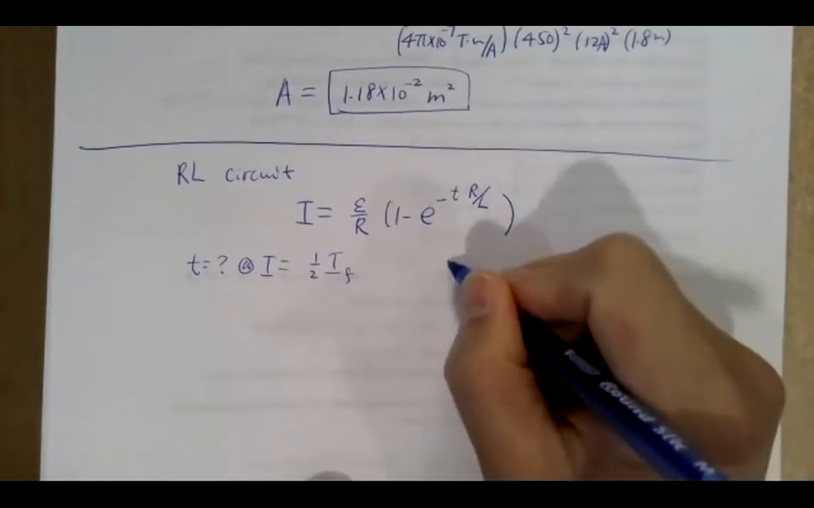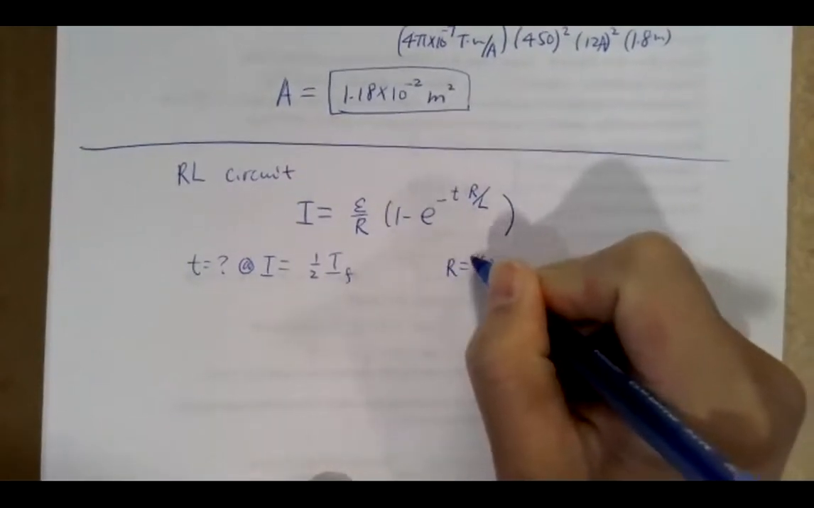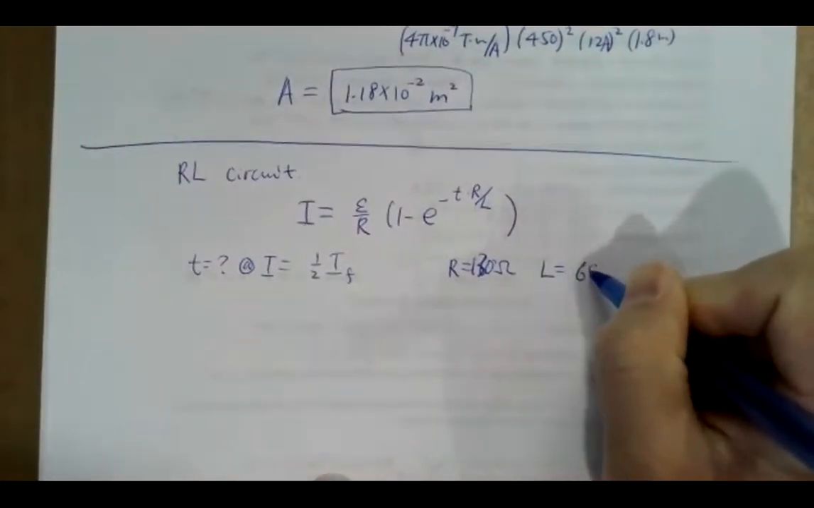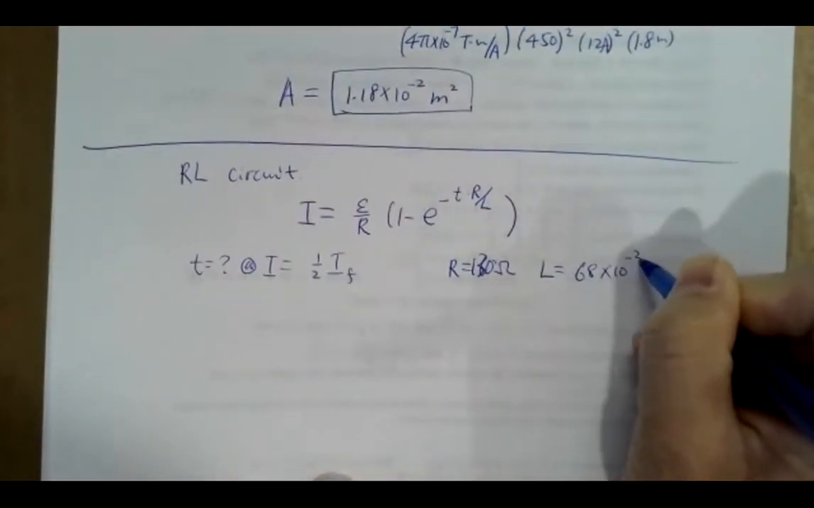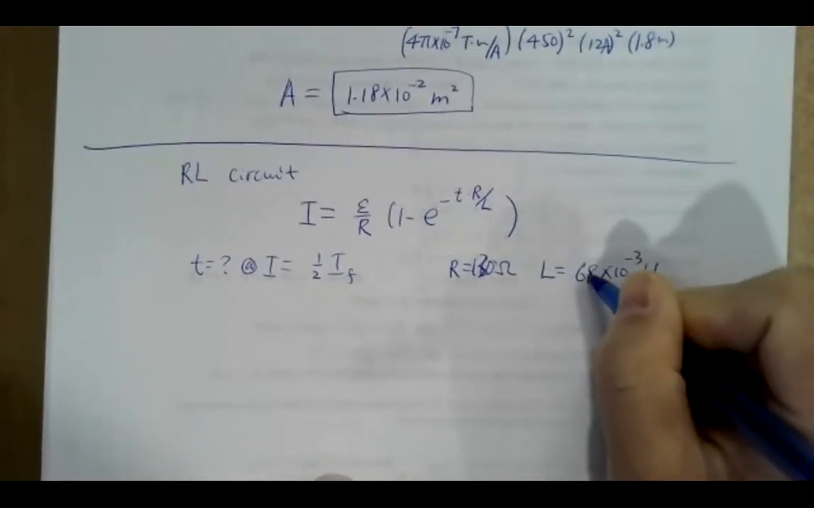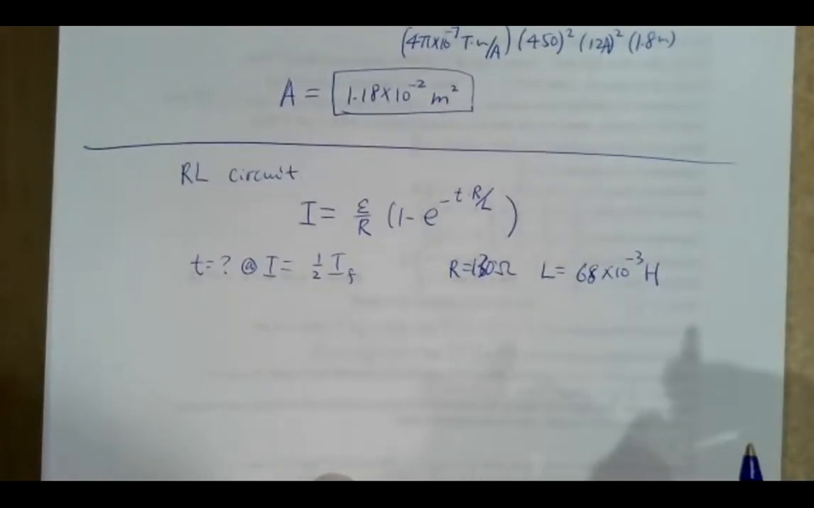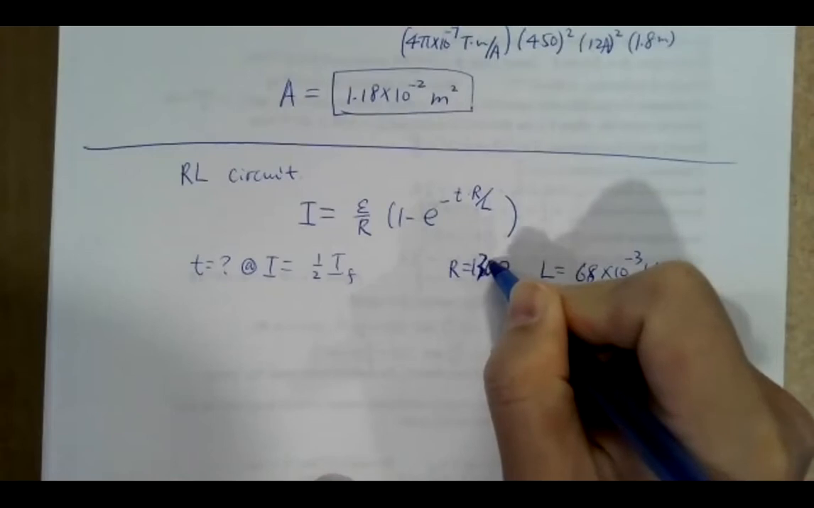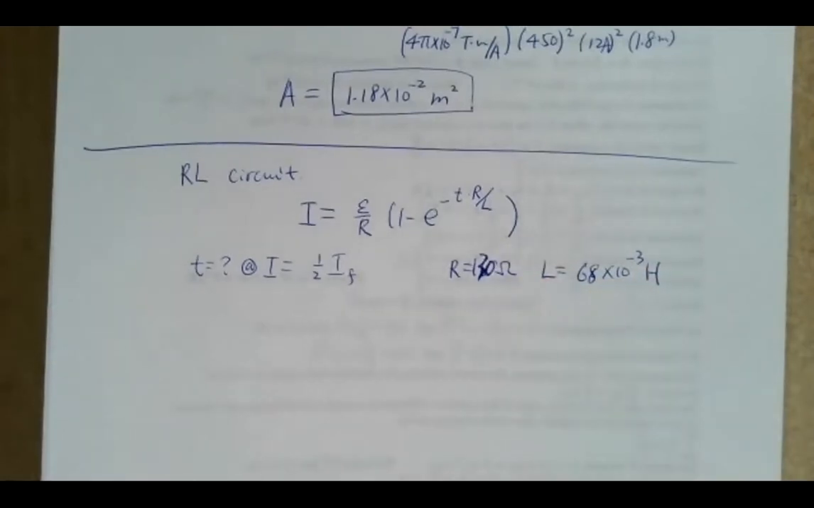It tells you only that R equals 130 ohms and L equals 68 millihenry, so you can do a conversion right away: 68 times 10 to the minus 3. I will have you give it a try, and then we can take a look at the solution together in a couple of minutes.